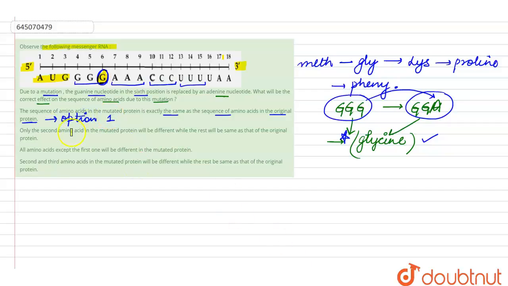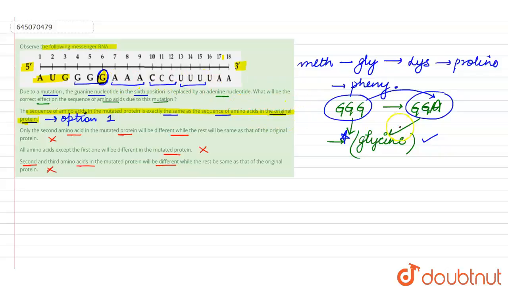So let's mark this as the correct answer, while we must also see the other options which are written here. The other option says only the second amino acid in the mutated protein will be different. No. All amino acids except the first one will be different. This is also wrong. Then the next is second and third amino acid in the mutated protein will be different. This is also wrong. Now, the second amino acid would have been different if it had changed to some other codon which is coding for some other amino acid. And all the amino acids except the first amino acid would have been changed also in that case.